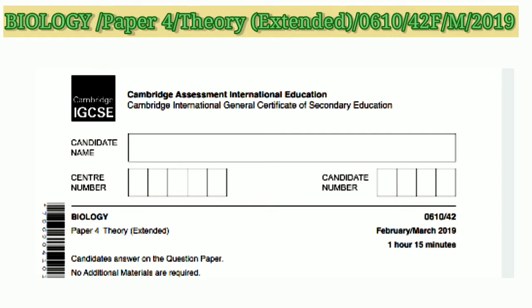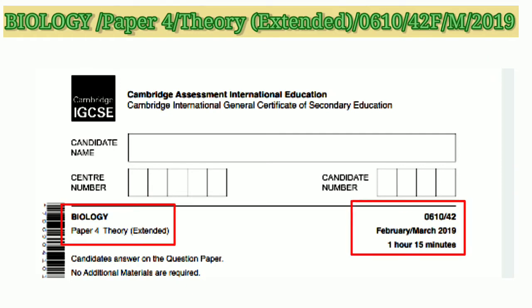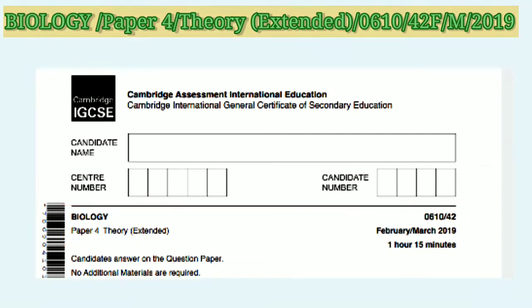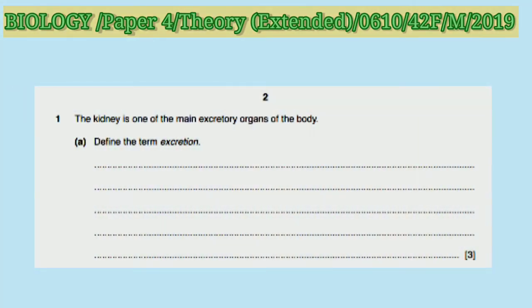Biology paper 4, theory extended, 0610/42, February-March 2019.